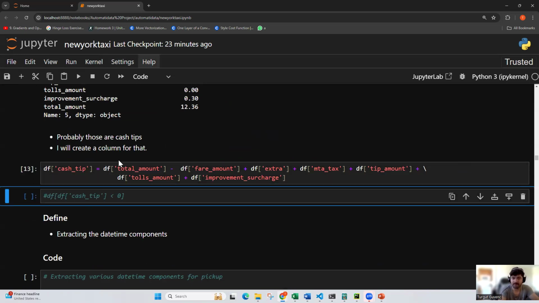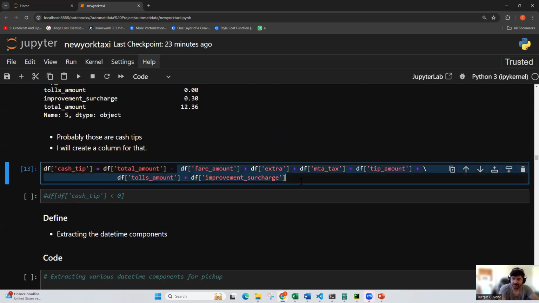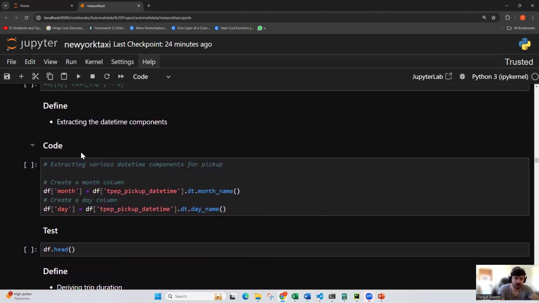Basically, from the total amount I'm calculating the rest, like we did here, summing up all of them and subtracting from the total amount and finding the cash tip, right? And the rest must be the cash tip. So what we did here, this is it.